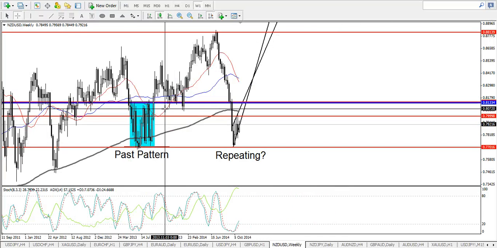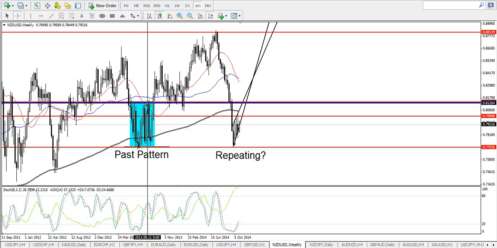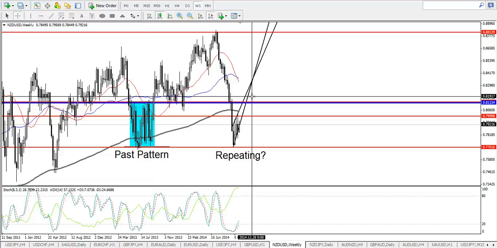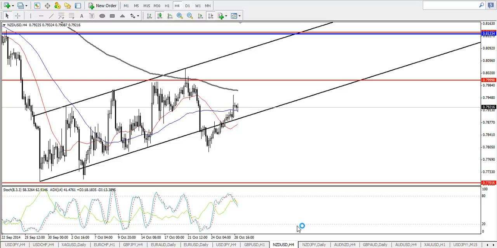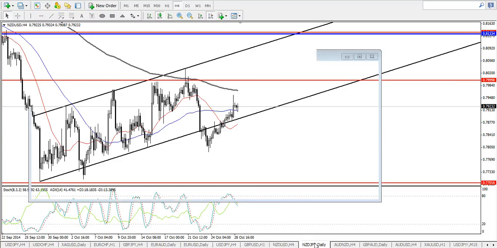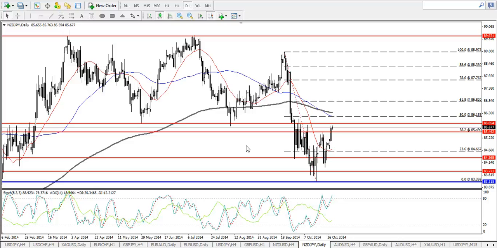Over here, when price touches the bottom of 0.7700, it came out and got resisted at the resistance level of 0.8133. So the past pattern might just repeat itself, as simple as that. So that's for New Zealand against the US dollar. Let's just quickly run through two other currency pairs.